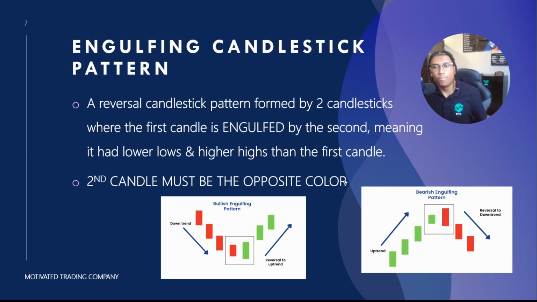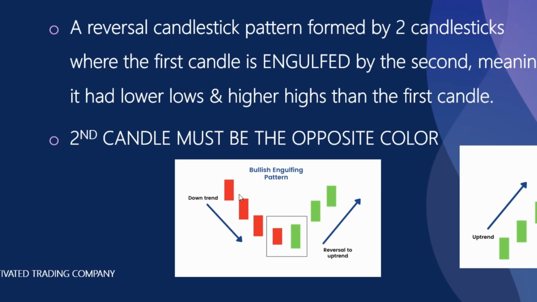Anyway, the second candle must be the opposite color, all right? So I know some traders that don't go by the opposite color rule, but I want y'all to have the highest probability trades ever. So I want y'all to abide by this for now. Now, look here, all right? We have a downtrend, and then we have the engulfing candle. You see the higher high right here, the higher high and the lower low, and then we see a reversal.